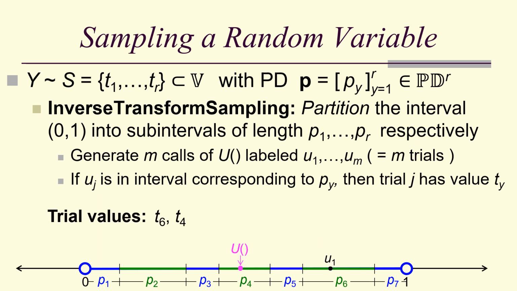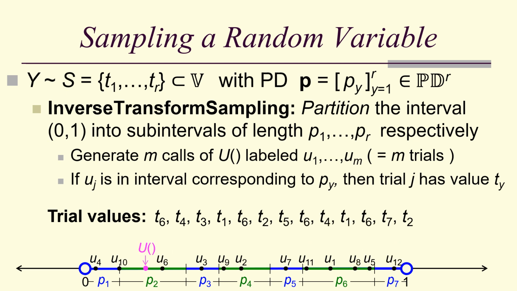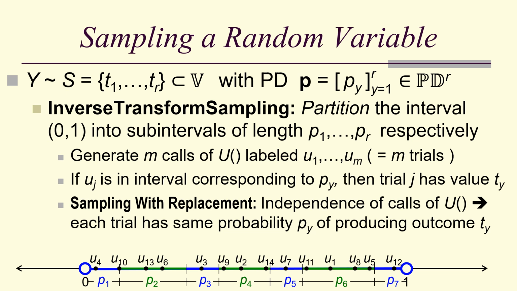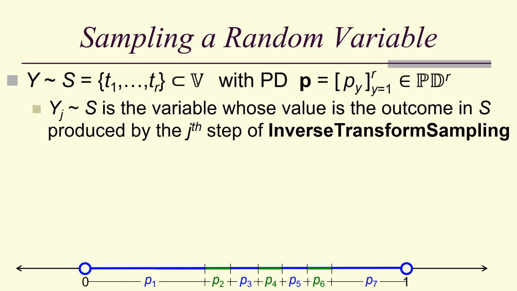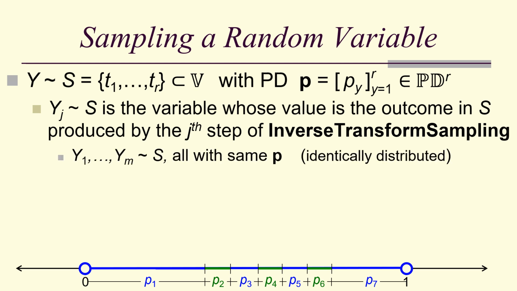For example, if we run our uniform random number generator, then it generates, with the probability distribution P, a set of trials. We call this sampling with replacement. The independence of calls of U means each trial has the same probability P sub y of producing outcome T sub y. So we define variables y sub j associated with S, whose value is the outcome in S produced by the j-th step of inverse transform sampling. That means capital Y1 to YM are associated with S. They all have the same P.